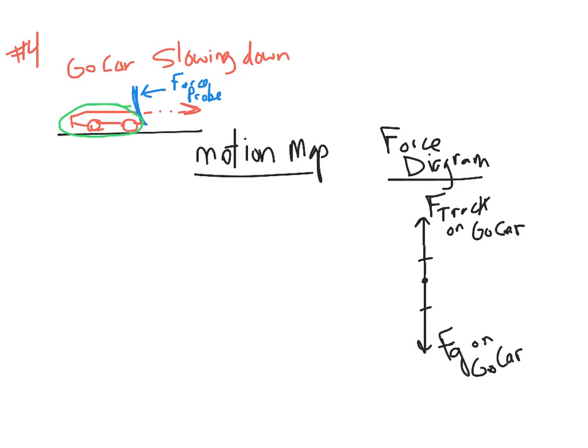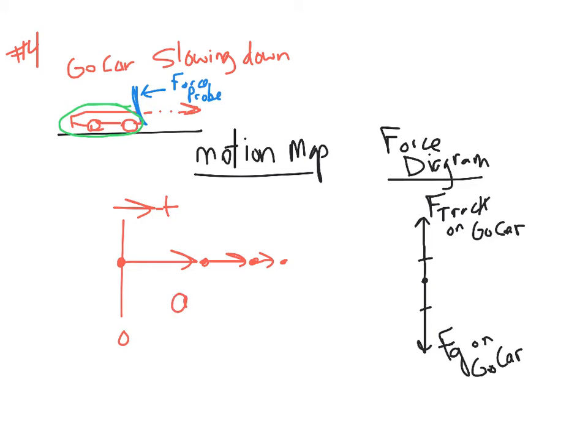Moving on. Scenario 4. Here, we have the go car with the force probe acting again, but now the force probe's on the other side of the car, and it's acting in the other direction, and it's actually slowing down the car. So how do you show the motion map where the car is slowing down? There's the zero position. There's the positive direction. That means the arrow is going to be starting long and getting shorter as time goes on, and eventually probably stopping.